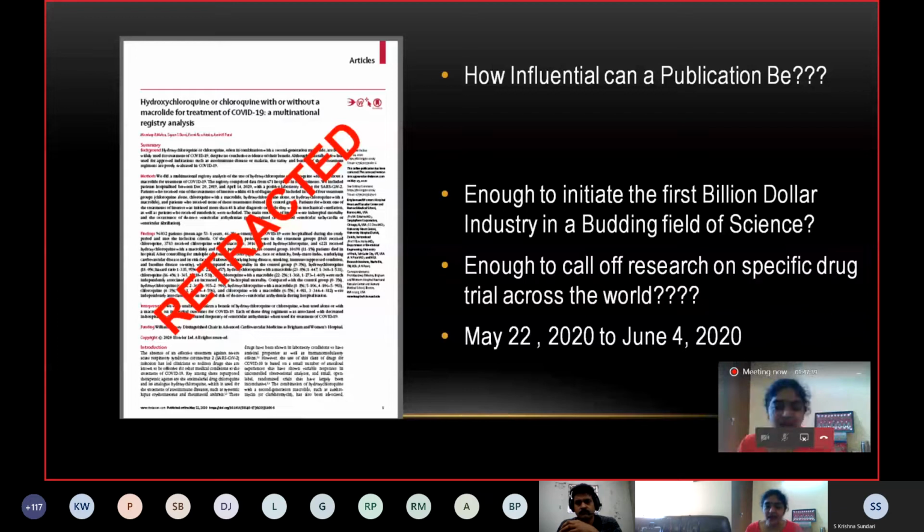You can be a part of a bigger picture. You can make a more meaningful scientific study and then go for a proper publication. I think this is the advice which I would like to give.